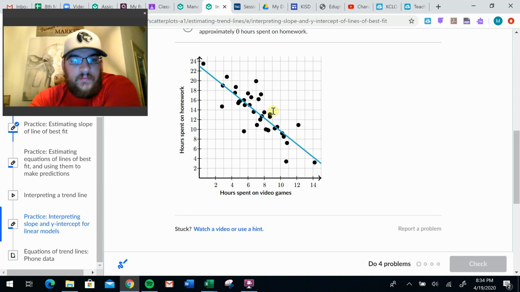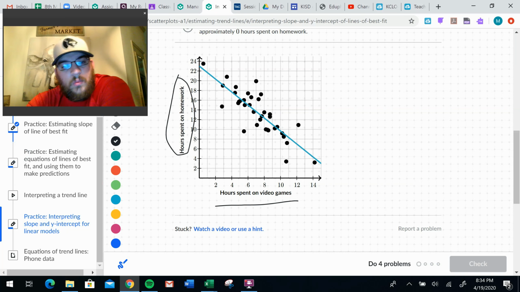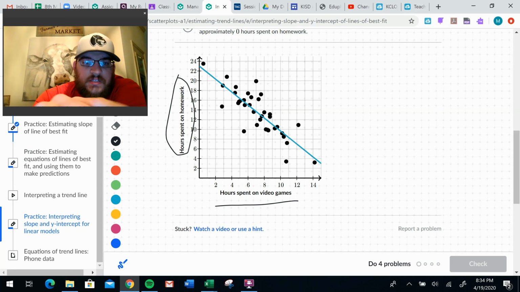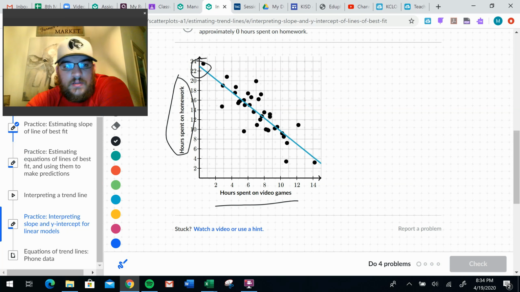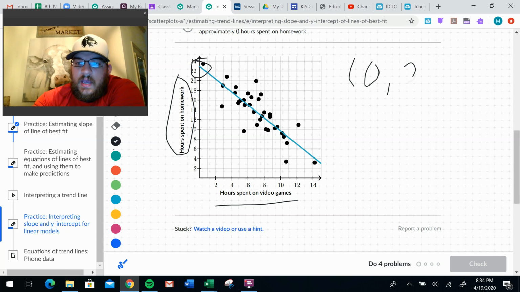Well, if we look at the graph, okay, on the x-axis, we have hours spent on video games. And on the y-axis, we have hours spent on homework. So, we can say that the y-intercept, which is going to be right here at 0 and 23, means that on average, if a student did not spend any hours on video games, they spent 23 hours on homework. Because the points are 0 and 23 for that y-intercept.